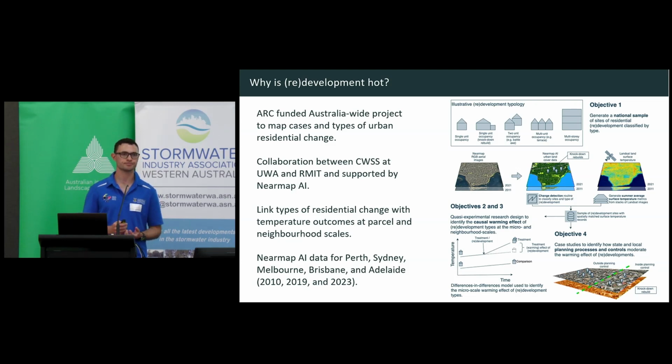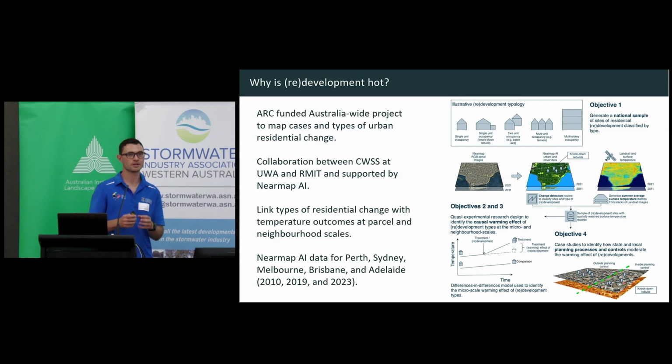The project's funded by the Australian Research Council, and the overall goal of the project is, in Perth, Sydney, Melbourne, Adelaide, and Brisbane, to detect all the cases where there's been residential change, and then to identify what the warming and heat impacts of those cases of residential change have been over the past 10 to 15 years. And the project's centered around three core objectives.